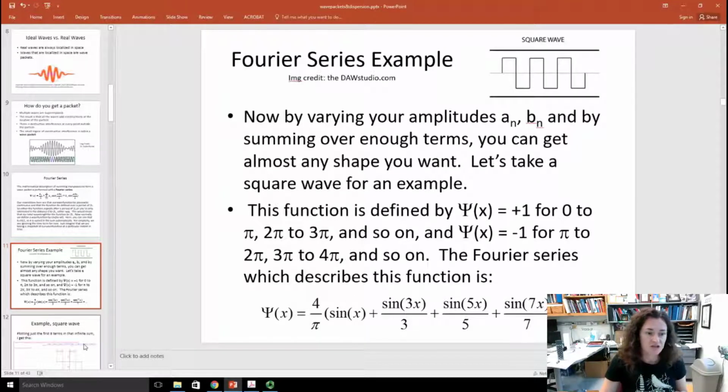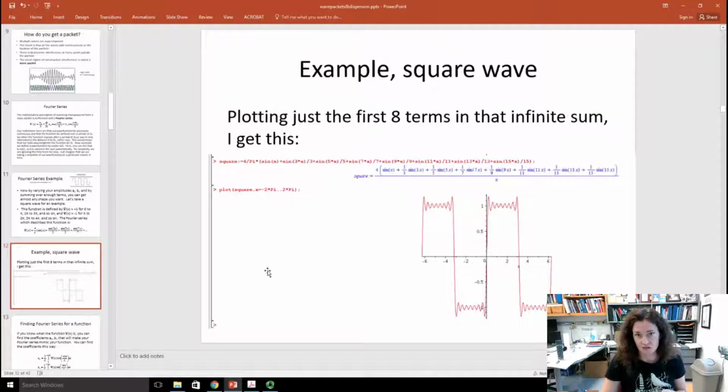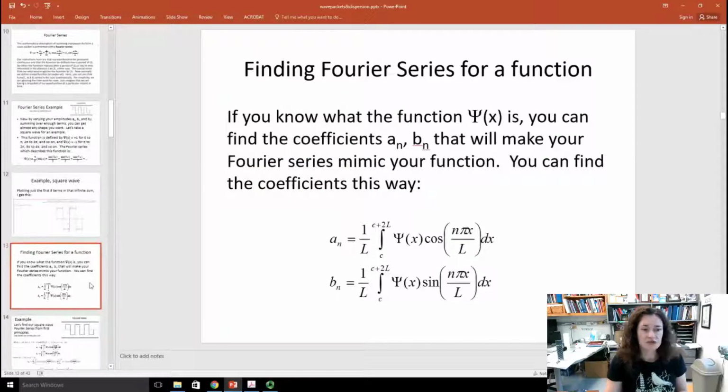Now, if I just take the first 8 terms in that infinite sum and then sum them all up and plot that out for you, here I did it in a program called Maple, then you can see that it's already starting to look like a square wave function, okay? There's some squiggles in the top and the bottom of my square wave, but the more terms I add into my infinite sum, the more those will get smoothed out. Also, the more terms I add into my infinite sum, the more this slope here in between the waves will go from a slanted value to almost straight up and down. And so that's an example.